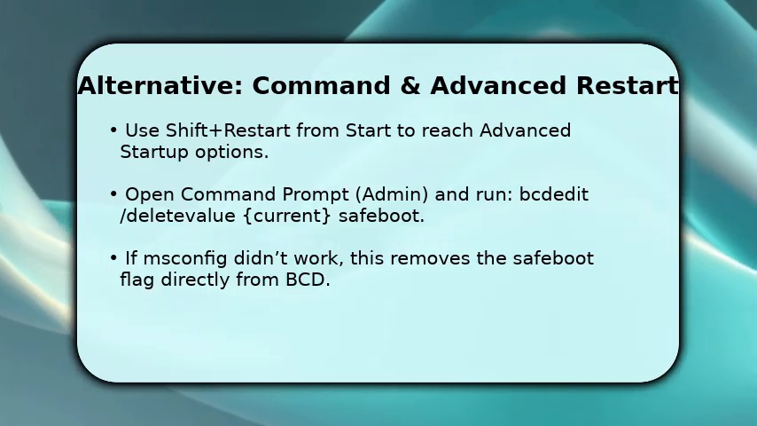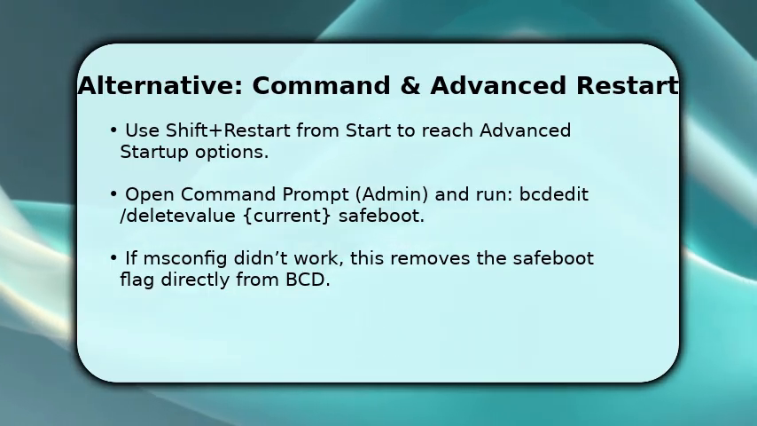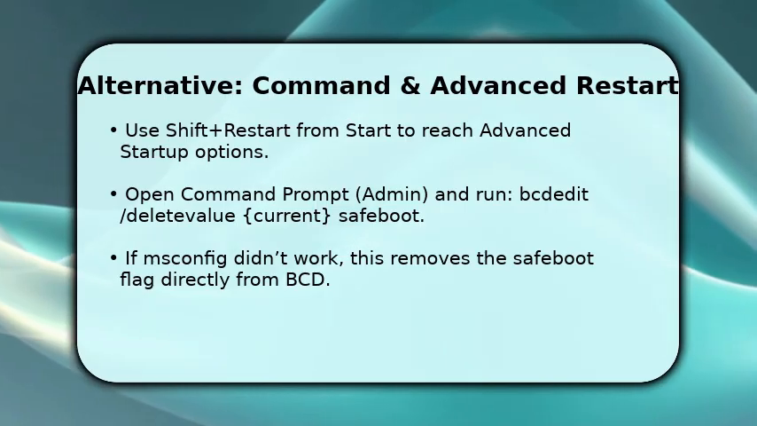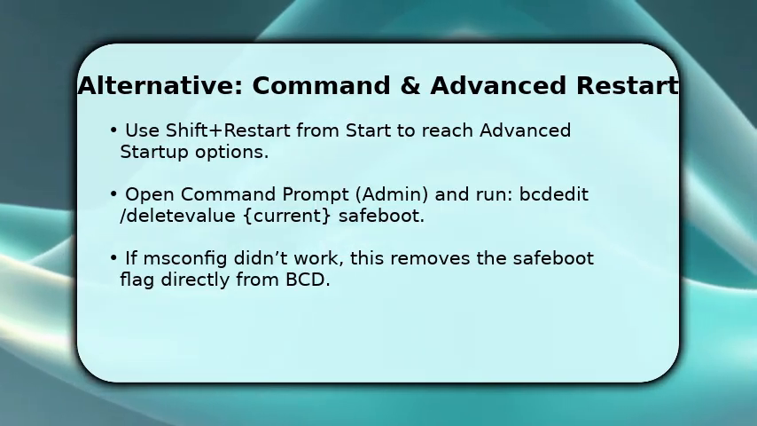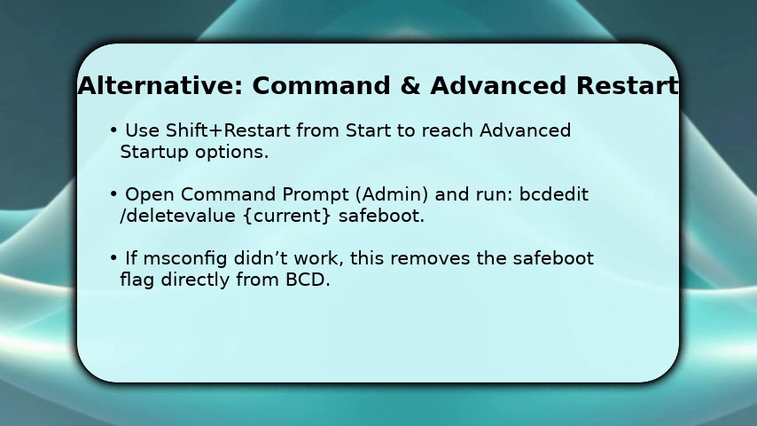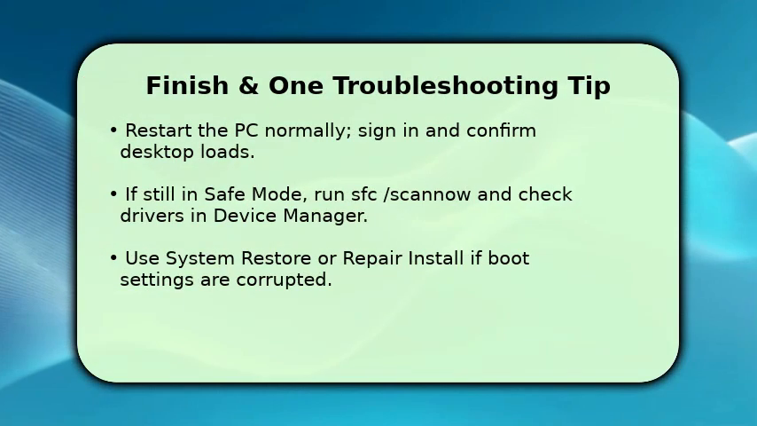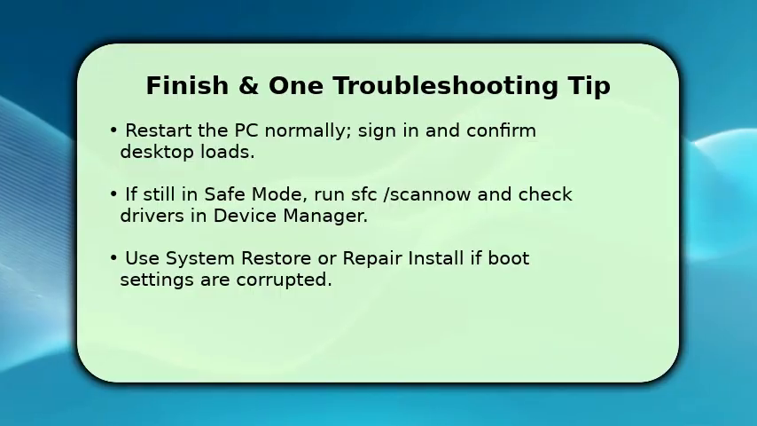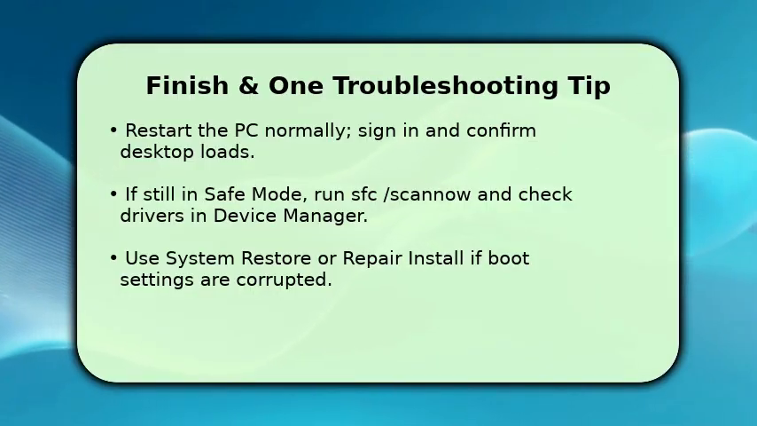Once done, close the prompt and choose Continue to restart normally. This targets the root setting rather than a profile-level toggle. Restart the PC and let Windows boot. You should arrive at the normal desktop. Make sure network and peripherals initialize so Windows completes normal startup services.